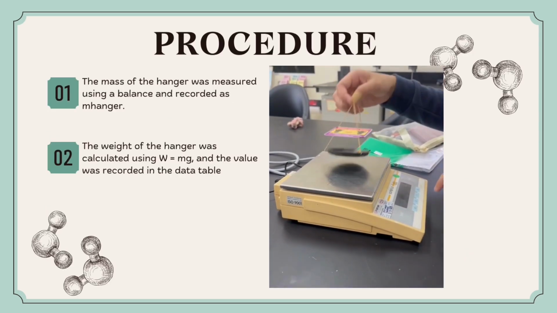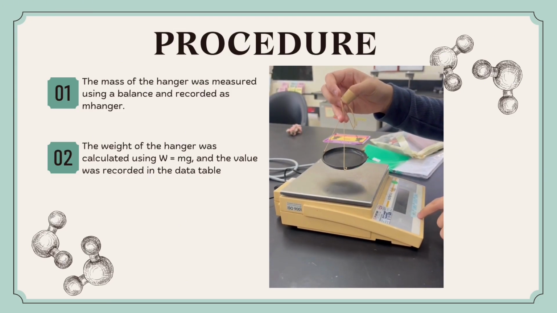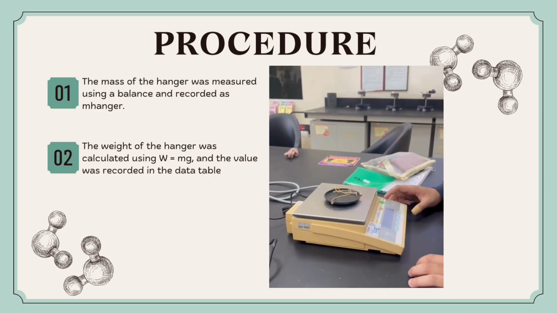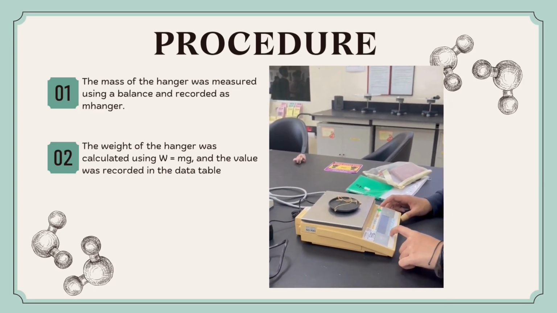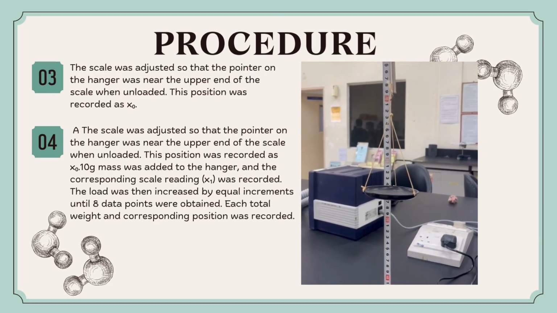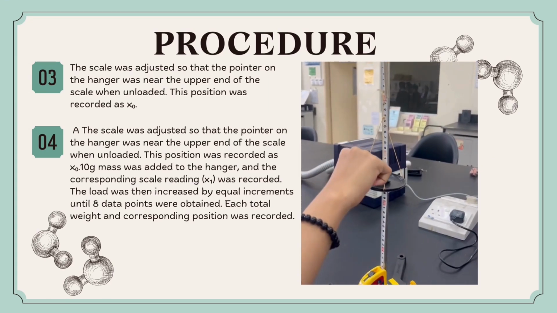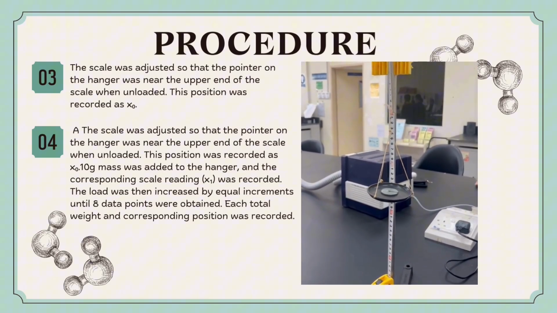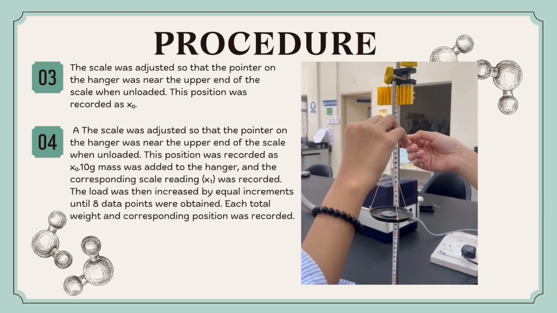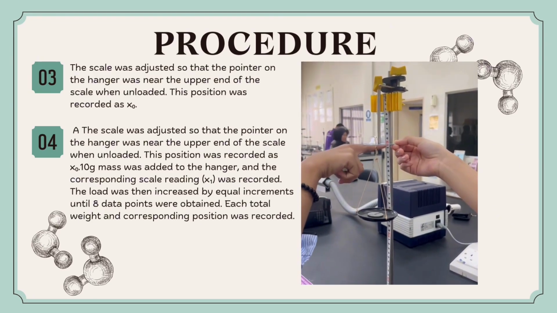Procedure. 1. The mass of the hanger was measured using a balance and recorded as M hanger. 2. The weight of the hanger was calculated using W equals mg and the value was recorded in the data table. 3. The scale was adjusted so that the pointer on the hanger was near the upper end of the scale when unloaded. This position was recorded as x0. 4. A 10-gram mass was added to the hanger and the corresponding scale reading x1 was recorded. The load was then increased by equal increments until 8 data points were obtained. Each total weight and corresponding position was recorded.